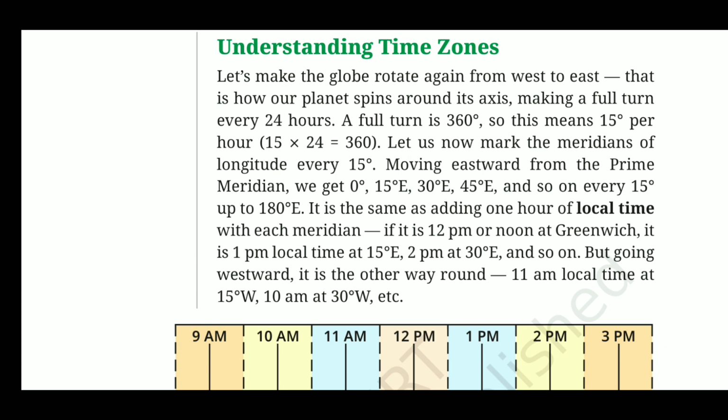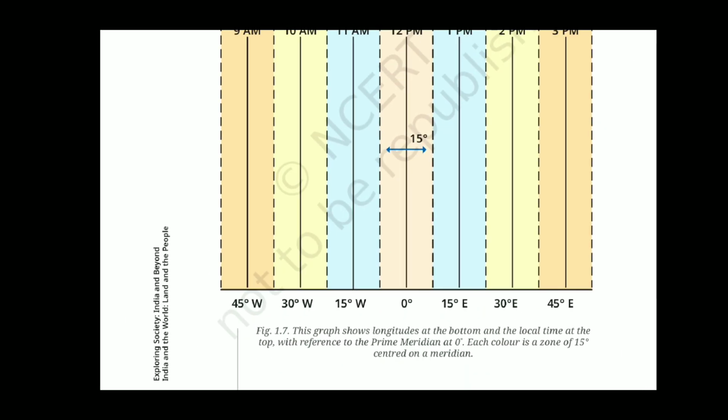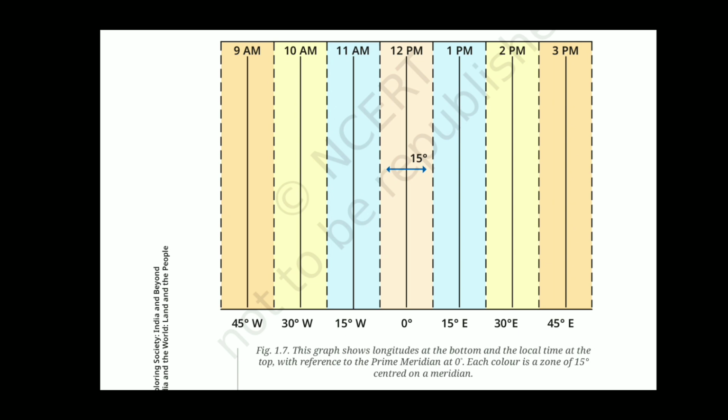But going westward, it is the other way around: 11 a.m. local time at 15 degrees west, 10 a.m. at 30 degrees west, etc. Figure 1.7. This graph shows longitudes at the bottom and the local time at the top, with reference to the prime meridian at 0 degrees. Each color is a zone of 15 degrees centered on a meridian.